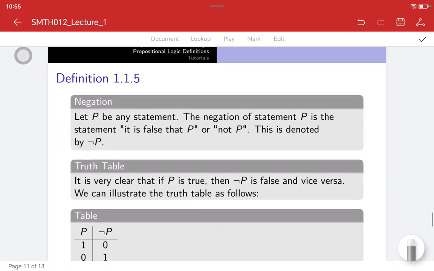So now we come to the definition. We look at the negation. If we let P be any statement, then the negation of P is the statement that says P is not true, or not P. In other words, if P is true, the negation of P will be not true. So it is very clear that if P is true, then the negation of P is false, and vice versa. If the negation of P is true, then P must be false.